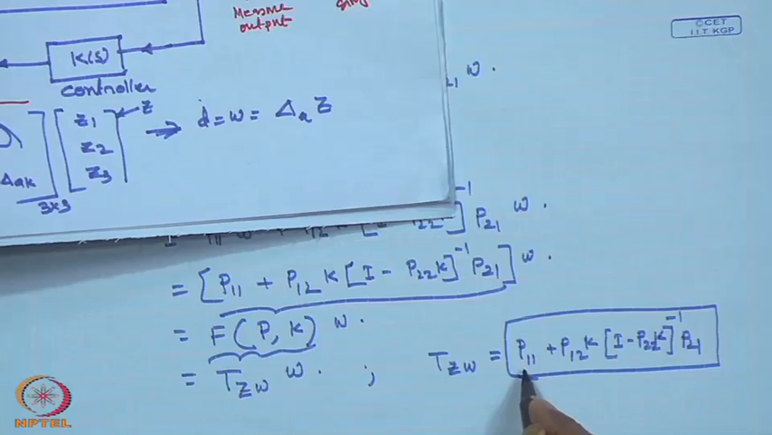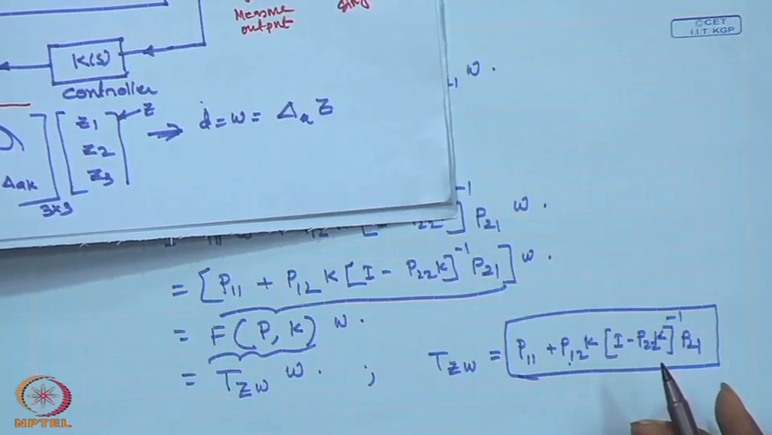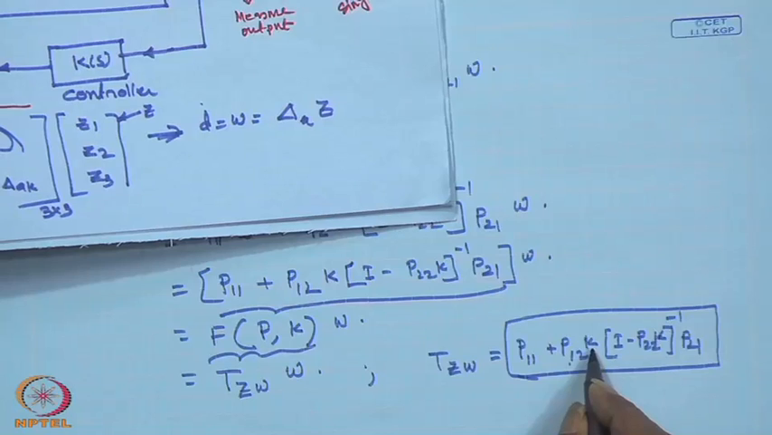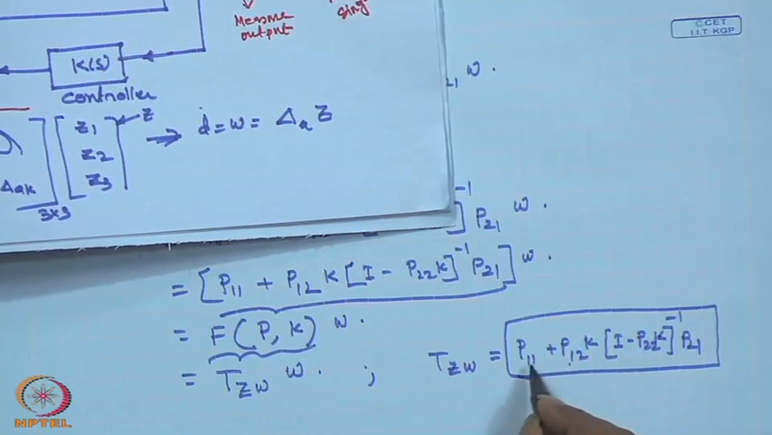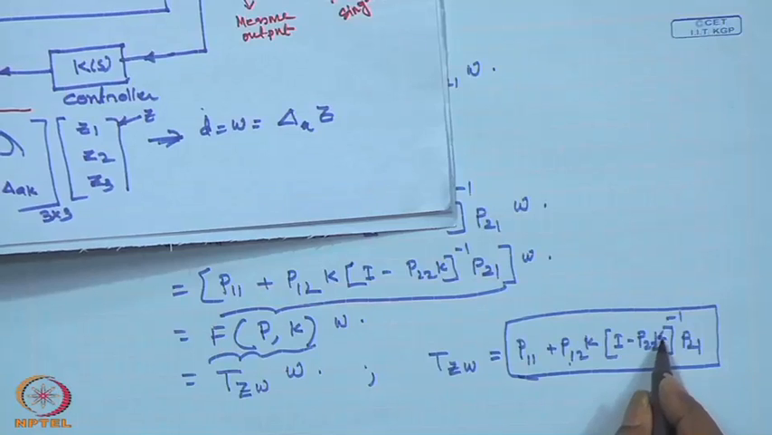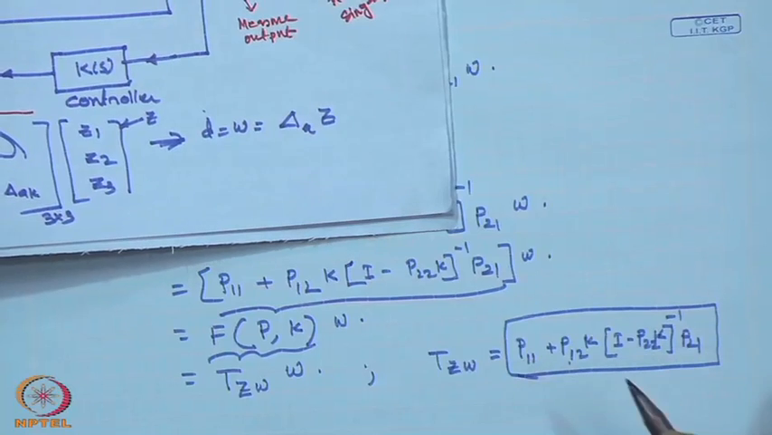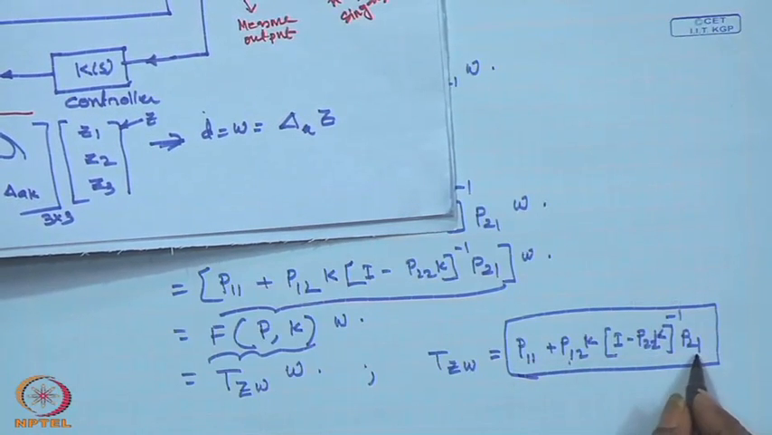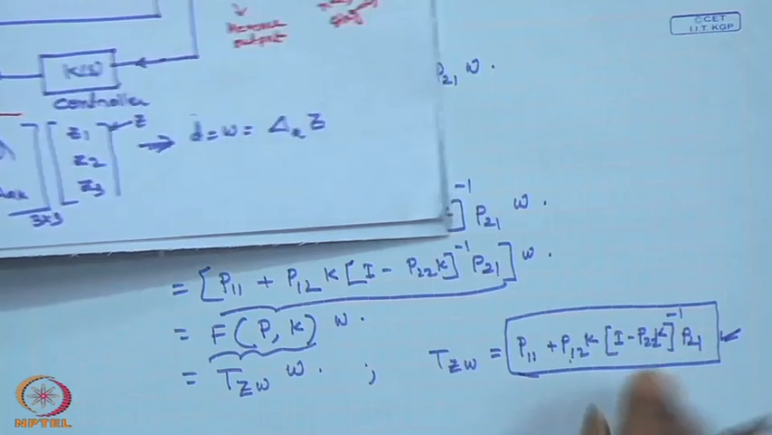Then P12, the other index left is P12, then the controller, then I minus P22 K whole inverse. Then the second index comes last: the first index comes first, and the second index comes last. So, it will be P21. So, this is the transfer function of this one.